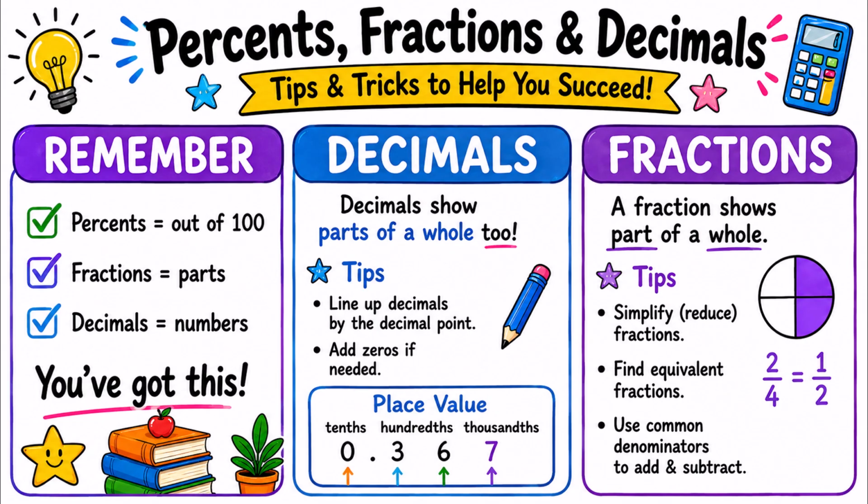So this is your final reminder when it comes to this section. Percent equals out of 100. Fraction equals part of a whole. And decimal is another way to write part of a whole. So these three forms can all describe the same amount.